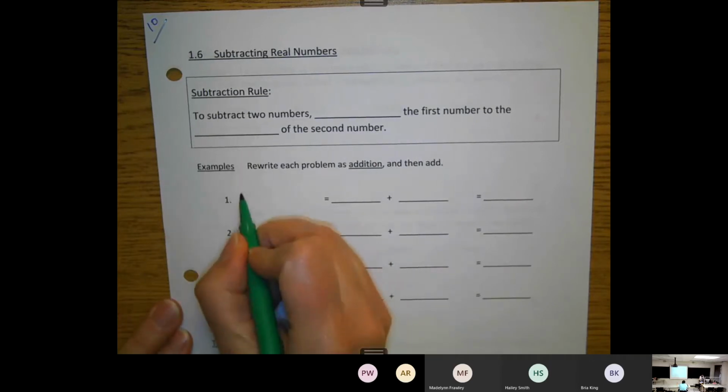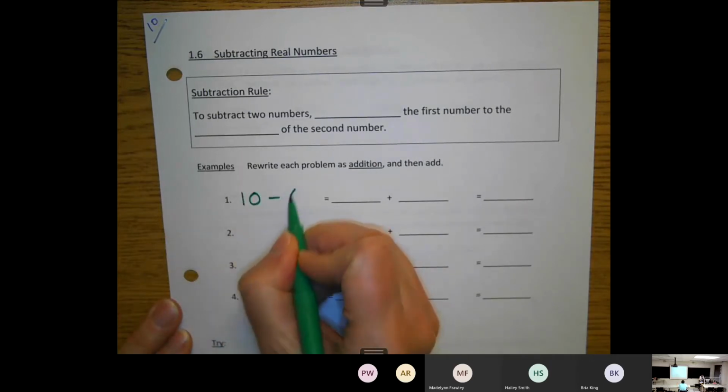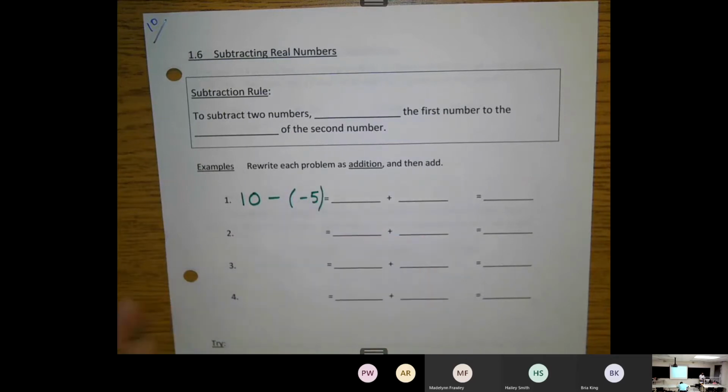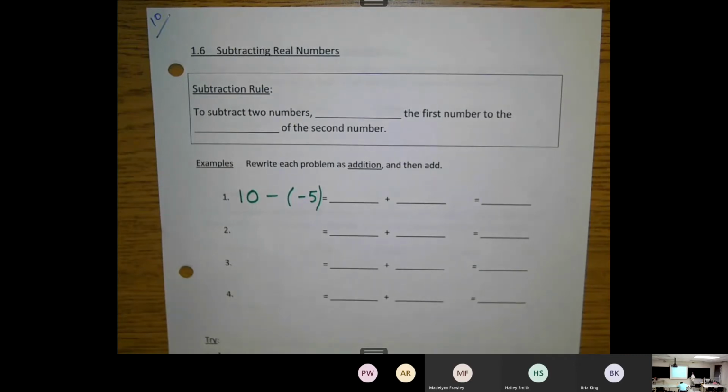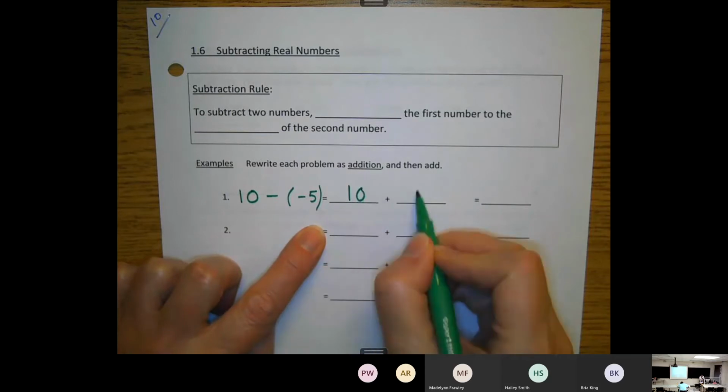Where it says example number 1 here, let's write down 10 minus negative 5 and see if we can understand why we don't need a whole new set of rules. In other words, how can I think of this as an addition problem? Yeah, that's what a lot of folks call a double negative. The minus that's immediately followed by the negative is going to come together and make a plus. So 10 minus negative 5 is really just the same thing as 10 plus 5.